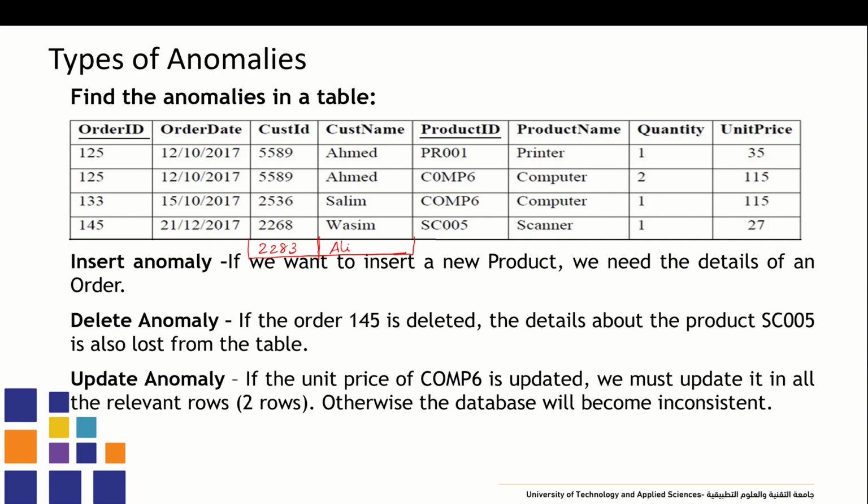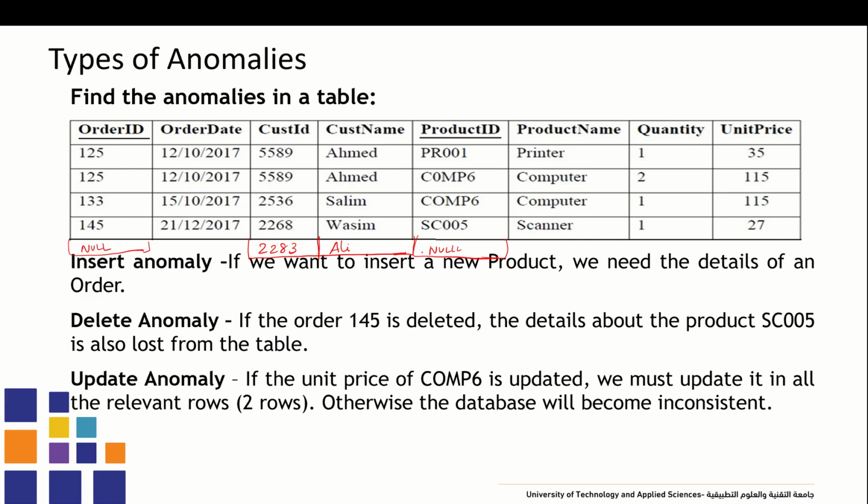I cannot enter the details of this customer into the table until I know the order ID. Because order ID is primary key, so it cannot be null, right? So I cannot insert a null value here. He hasn't placed any order, so I cannot insert null here. Product ID is primary key again, so I cannot insert a null here. So he did not order any products. So I will not be able to add a new customer into the table until he places at least one order. This is called insert anomaly.